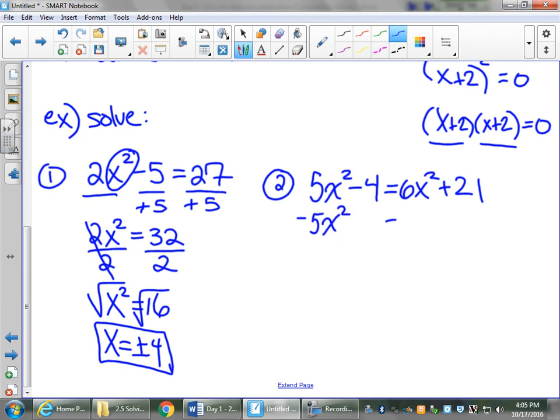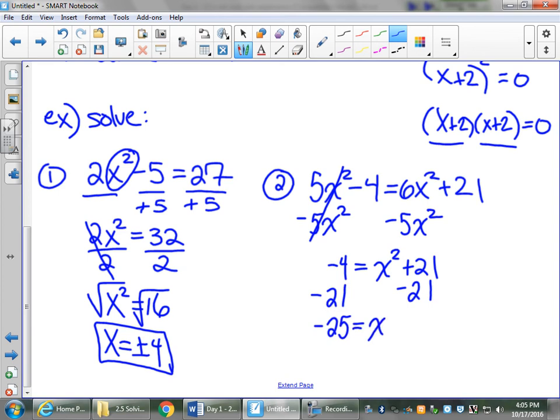So I'm going to subtract the 5x squared, which will leave you with negative 4 equals 1x squared plus 21. And from here, I would say pause it, see if you guys can finish it on your own. I'm going to keep going, and you can check. I'm going to subtract the 21. That'll give me negative 25 equals x squared.